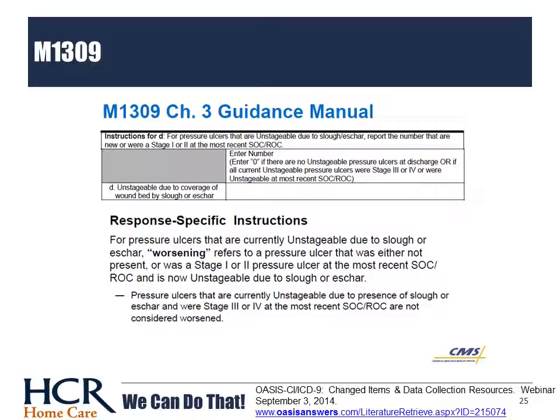So remember, with 1309, when we were talking about unstageable pressure ulcers, it will be considered to be worsened if at the most recent start of care or resumption of care it was a stage 1 or a stage 2, because now that it has slough and eschar present, it has worsened because it has moved into some of that deeper tissue. And then remember, if at the most recent start of care or resumption of care, it was staged as a 3 or a 4, and now it's unstageable because it's covered in slough or eschar, we cannot say definitively that it is worsened, so therefore we report a 0 here.